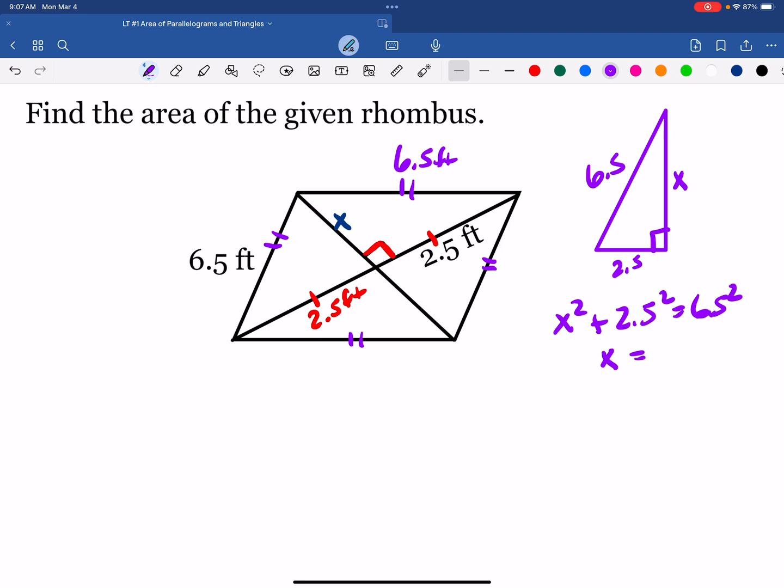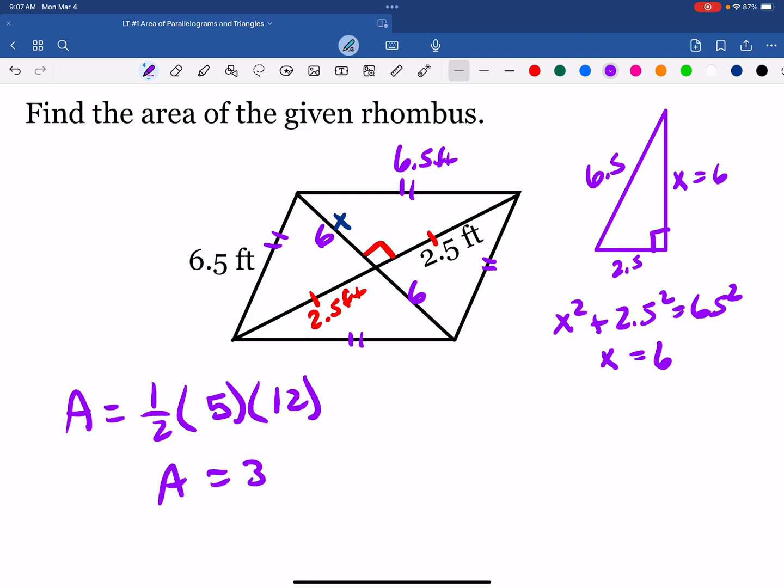6.5 squared minus 2.5 squared. Oh, it's exact. Brilliant. So we get x is 6. And if that's 6, then this is 6. So when I get the area, I get 1/2 diagonal 1, which is 2.5 plus 2.5, 5. And then the other diagonal, 6 plus 6, which is 12. So the area is 30 feet squared.